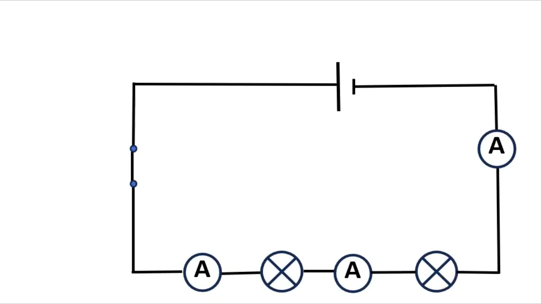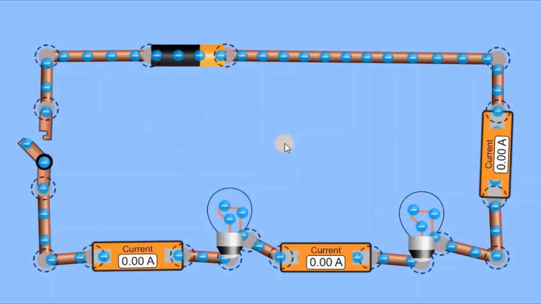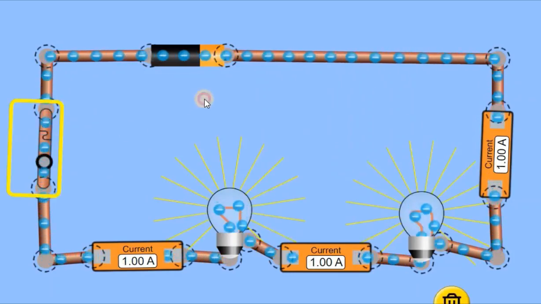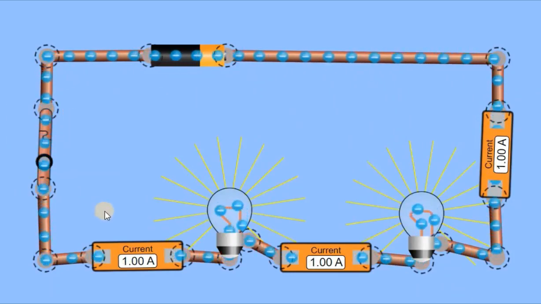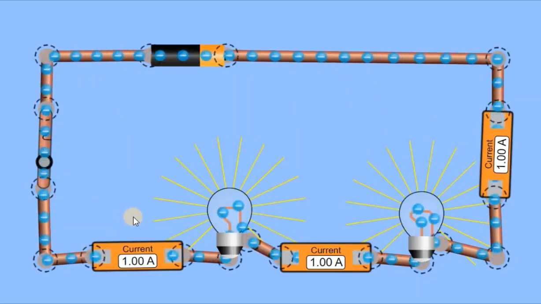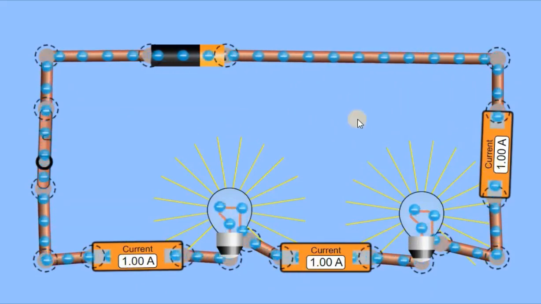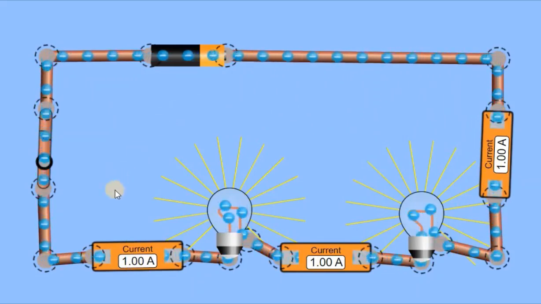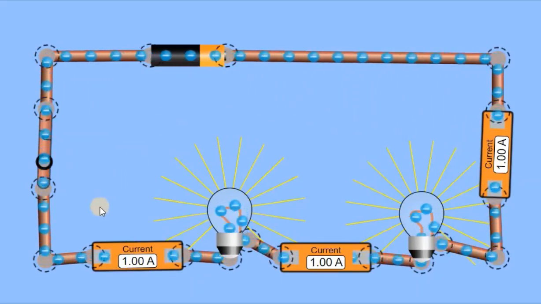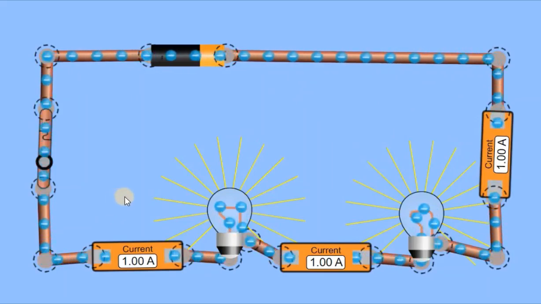Moving over to the simulation, this is exactly the same picture. There's 1 cell, we've got an open switch, there's 1 ammeter, a bulb, another ammeter, a bulb, another ammeter. I'm going to close the switch. Closing the switch, we can see the current is flowing. And now when we compare the ammeter readings, we can see, yes, 1 ampere, this one is 1 ampere, there's another 1 ampere, 1 ampere. So we can see the ammeter reading in all the different places in the series circuit is exactly the same.